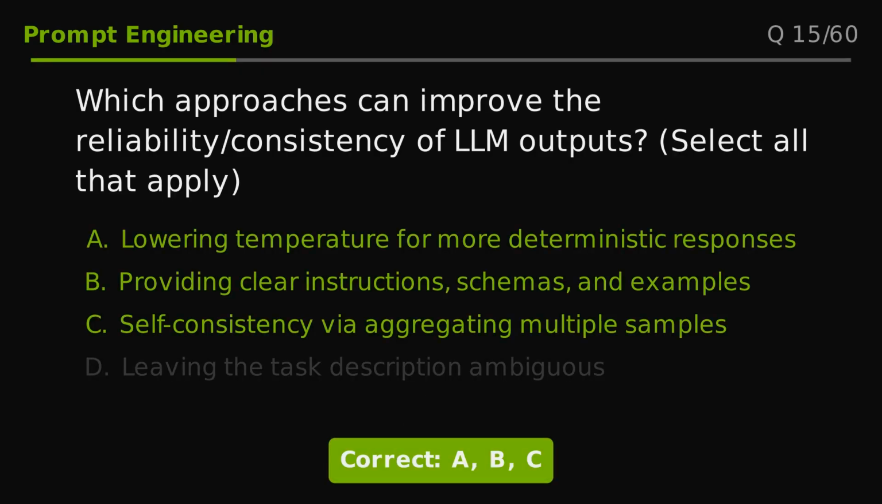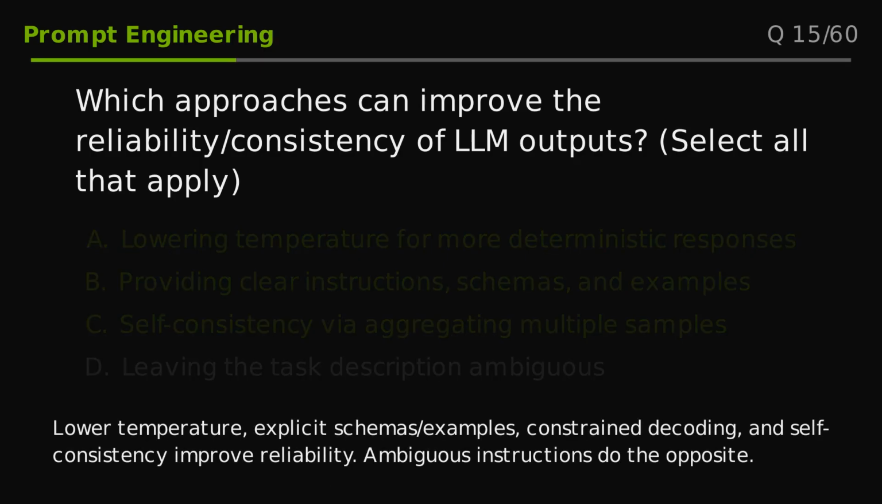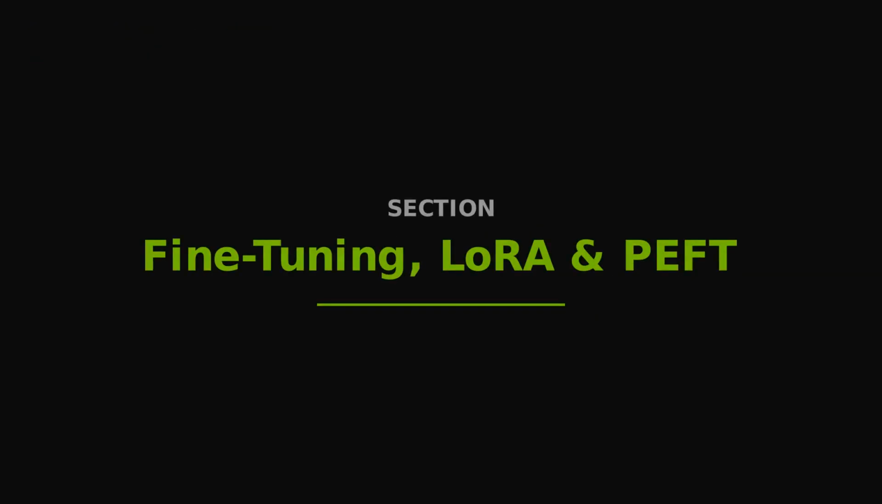The correct answers are A, B, and C. Lower temperature, explicit schemas or examples, constrained decoding, and self-consistency improve reliability. Ambiguous instructions do the opposite. Next section. Fine-tuning, LoRA and QLoRA.